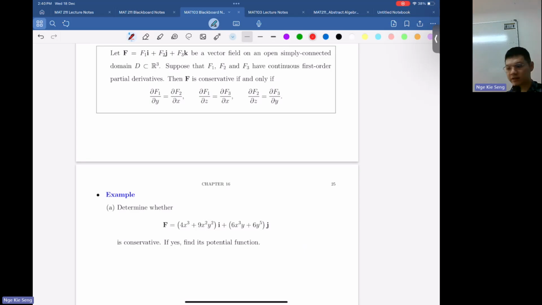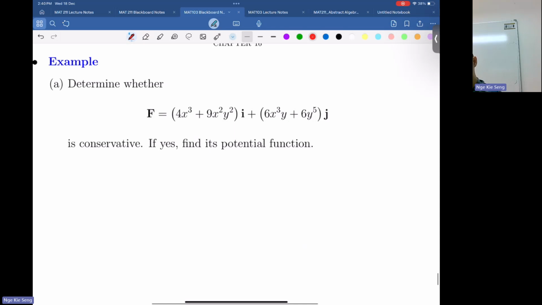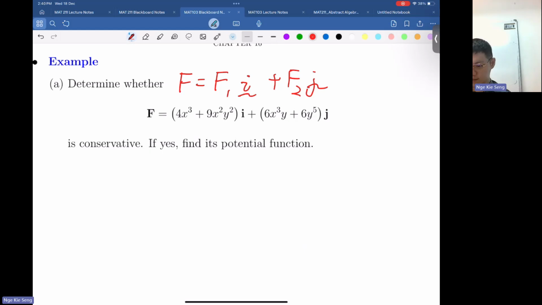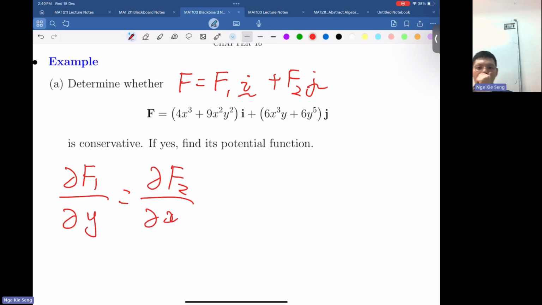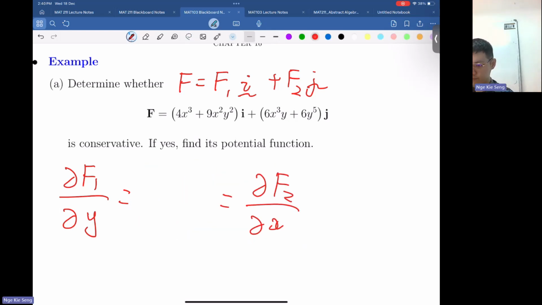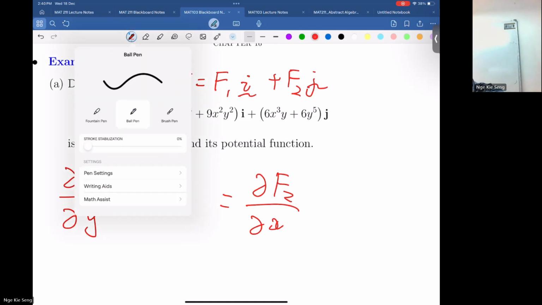Okay, you just need to check the partial derivative. So in this case here, there are 2 variables, right? So what do you need to check here? So let F equal f1 i plus f2 j. Can anyone remember? It is conservative if what? ∂f1/∂y equals ∂f2/∂x. Can you quickly check what's the answer here?